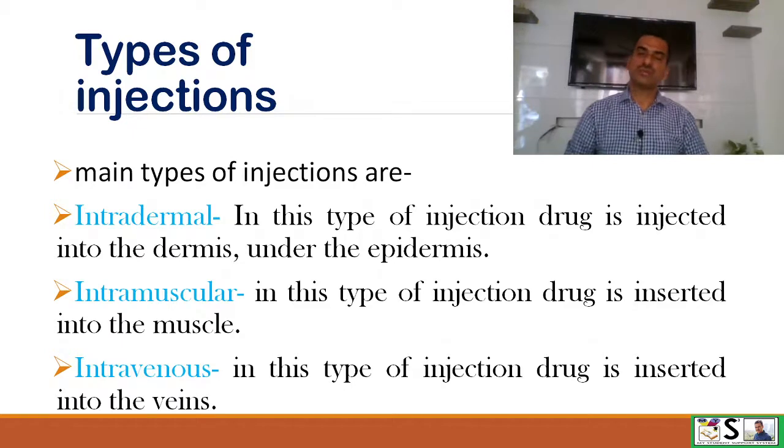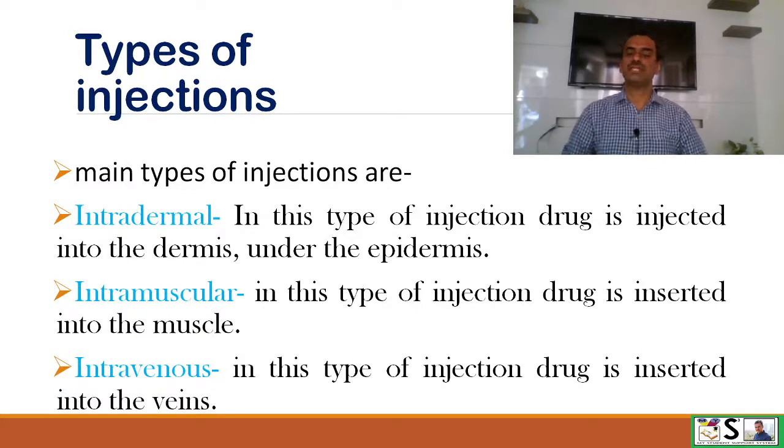Now we come to types of injection. There are many types of injections which you can generally use in the wards as well as in the OPD and dispensaries. These are intradermal injection. In this type of injection, the drug is injected into the dermis under the epidermis. As an example, you can take the BCG vaccine. During vaccination, BCG is given intradermally.